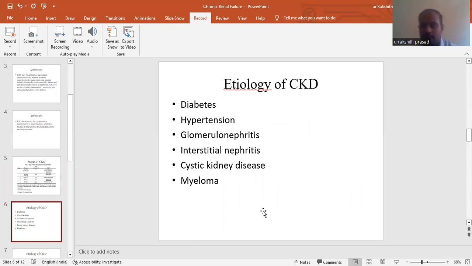Now we are going to discuss the causes of CKD. Mainly, what is the reason for any individual to develop any kind of kidney injury, especially the chronic type? One is diabetes mellitus.